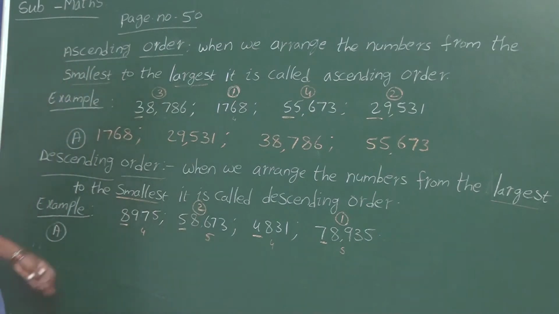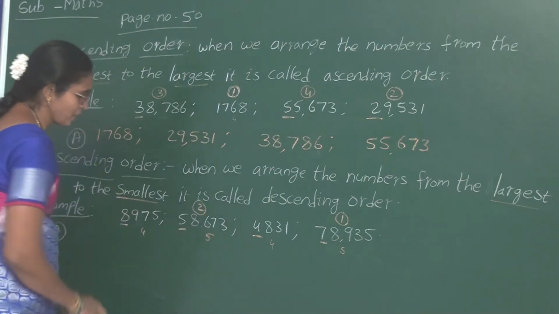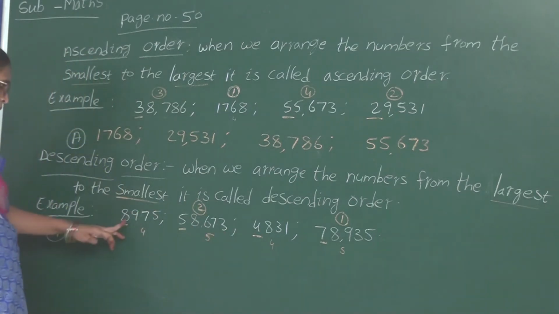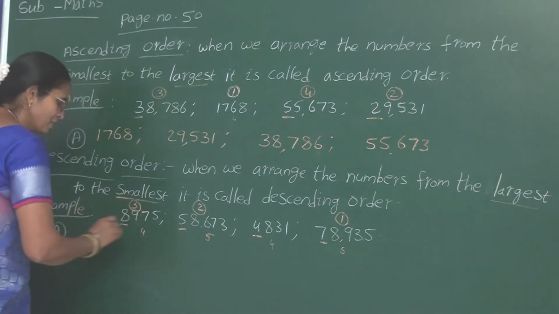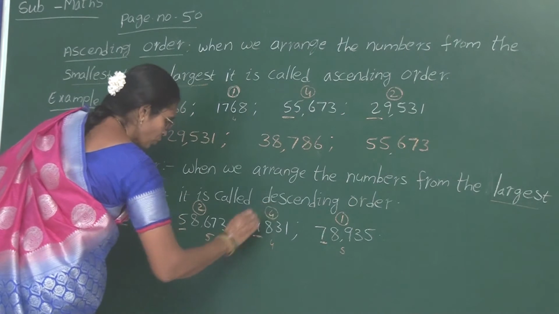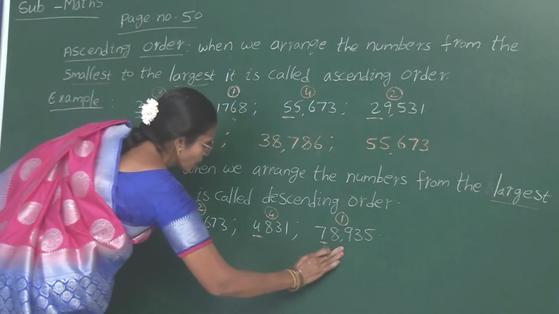Next we come to the 4-digit numbers. The first digit is 8 and this is 4. In these two, which is greatest? 8 is the greatest. That's why this number is third and this is fourth. Okay now? Do you understand?